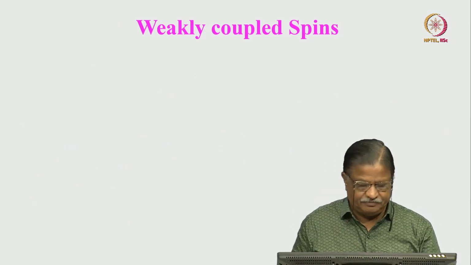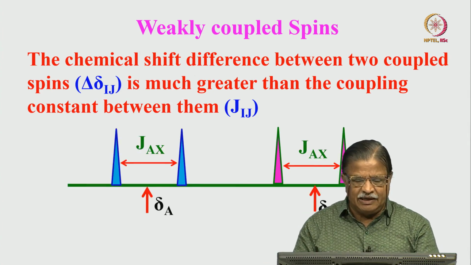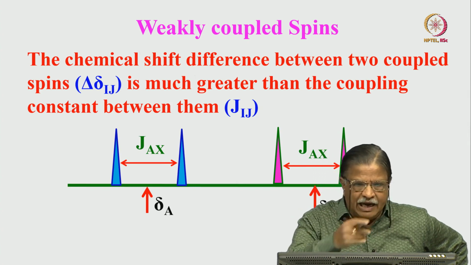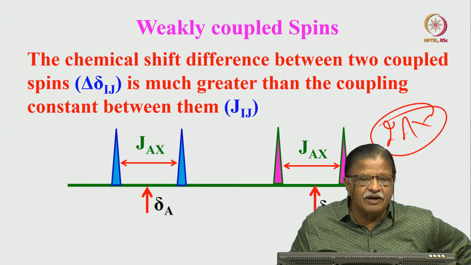That depends upon coupling strength and chemical shift difference. So, this is an example of a weakly coupled simple spectrum I am showing you here. Here I have taken the example of a two coupled spin system, A and X, called an AX spin system.